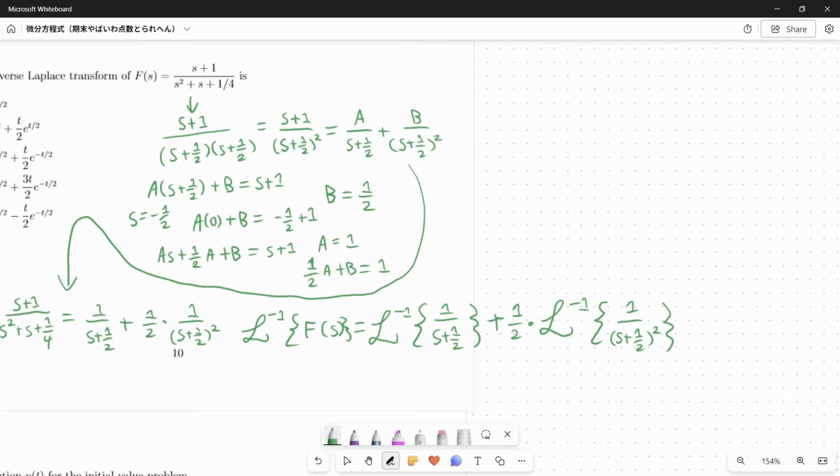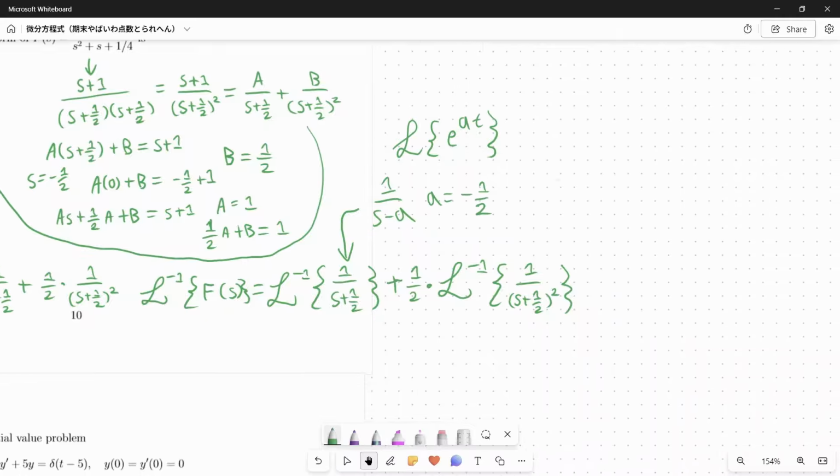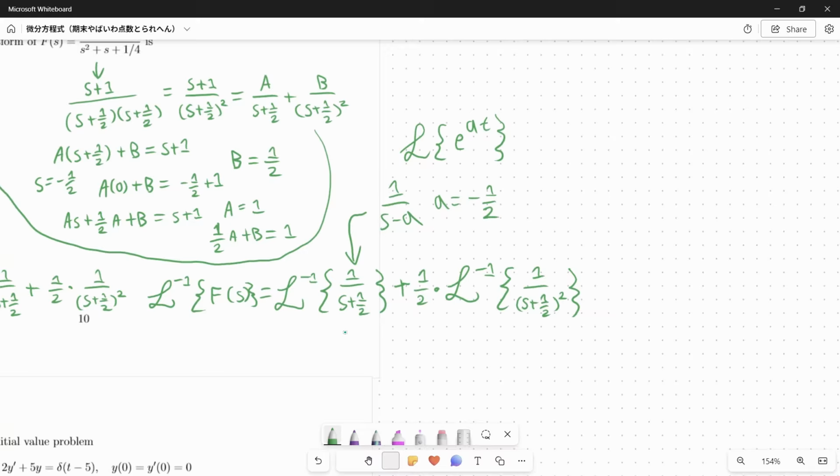So if we refer to our table, we can see that this term is reminiscent of the term 1 over s minus a. And we know that this is going to be the general form of the Laplace transform of e to the at. And so you can see how it matches up, because if we compare this with this term, you can see that a is going to be equal to negative 1/2. And so that's one of the inverses out of the way. So this is going to just become e to the negative 1/2 t.